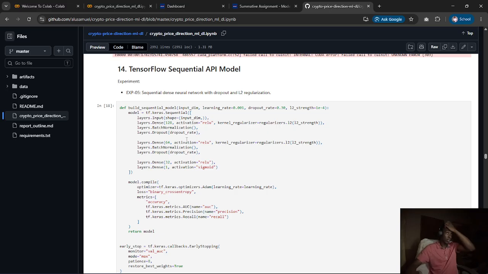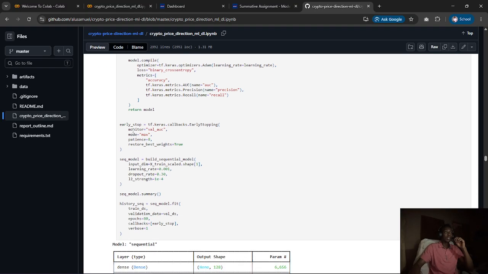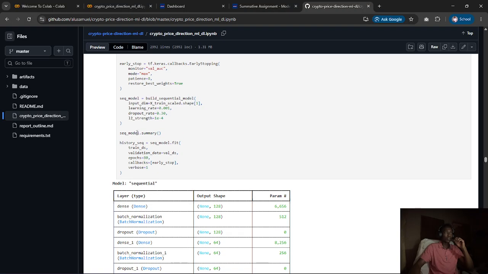Here I go to create this API. The ones that I will be needing will have the input, the dense, the batch normalize, the dropouts, dense, batch normalize, dropouts, things like that. And we do the model compile that will optimize our Keras, optimize with Adam, because here I'll be using Adam, and those will be binary cross entropy and accuracy as metrics. And here we have early stop and sequential model, and here we say sequential model summary and history.